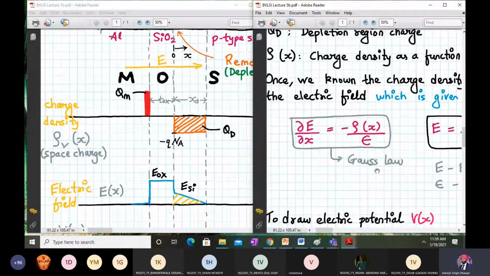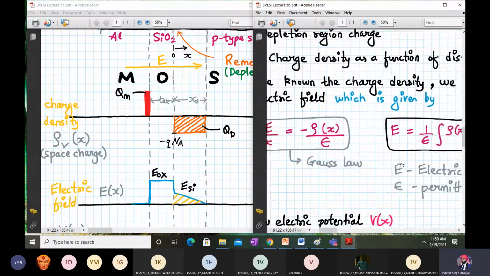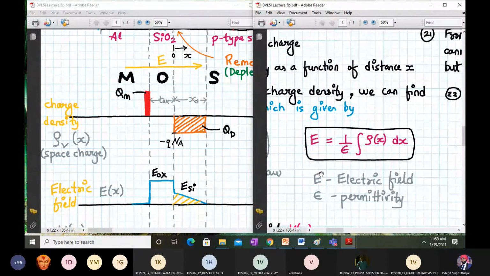So we know Gauss's law: dE by dx is equal to rho of x upon permittivity, epsilon. If we want to integrate this, what will we get? E is equal to 1 upon permittivity times the integral of rho of x dx. Integration means finding the area.